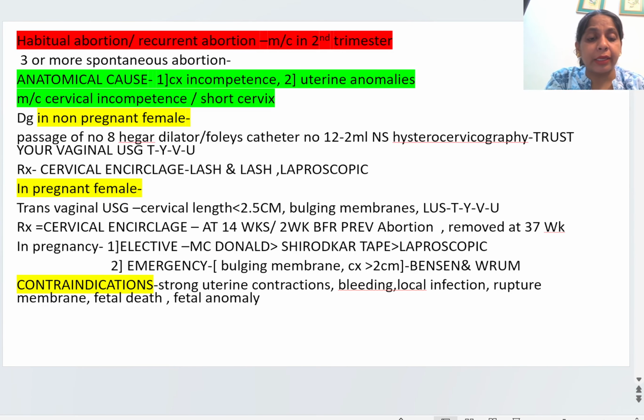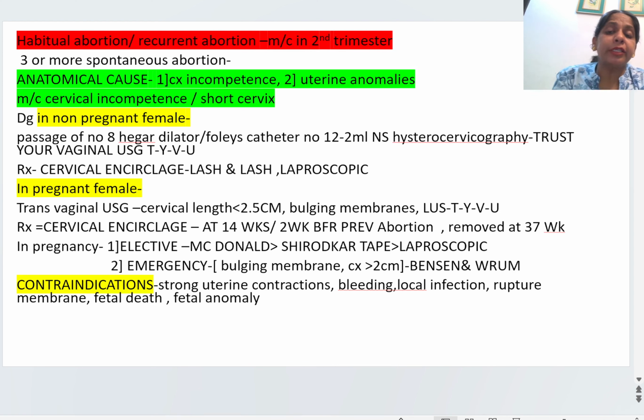Here on the other slide we are discussing habitual abortion. Habitual or recurrent abortion is most common in the second trimester. What is the definition of habitual abortion? Three or more spontaneous abortions. Usually the etiology behind them is anatomical causes. It can be cervical incompetence or uterine anomalies. Out of these two, cervical incompetence is more common.